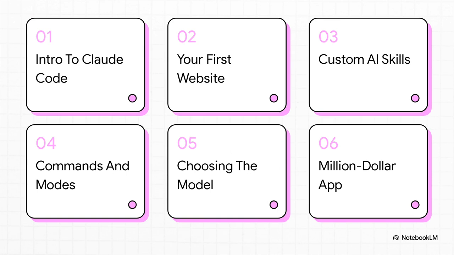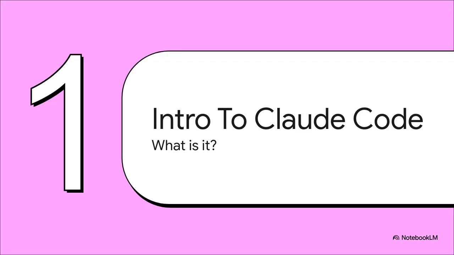Here is our zero to hero map for today. First, introduction to Claude Code. 2, building your first website. 3, mastering custom AI skills. 4, essential commands and modes. 5, choosing the right model. And finally, number 6, building a $1 million app. Okay, let's dive into this.